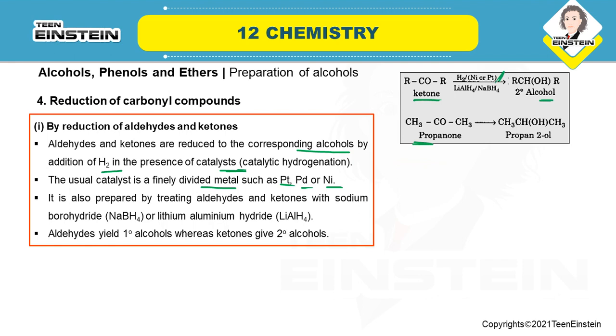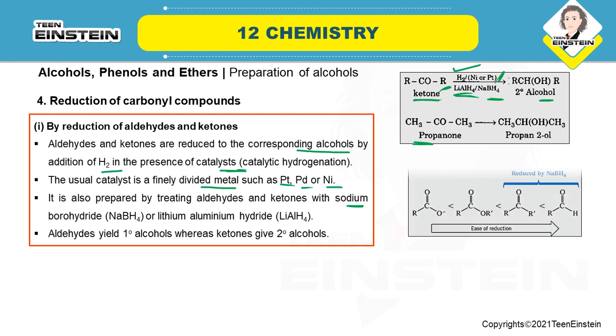You can also use aldehydes and ketones with a reducing agent such as sodium borohydride, NaBH4, or lithium aluminium hydride, instead of hydrogen in presence of a metal catalyst. So either use this one, or lithium aluminium hydride, or sodium borohydride. If it is an aldehyde, you will get a 1-degree alcohol, because one of the R groups will be H, and if it is a ketone, you will get a 2-degree alcohol.